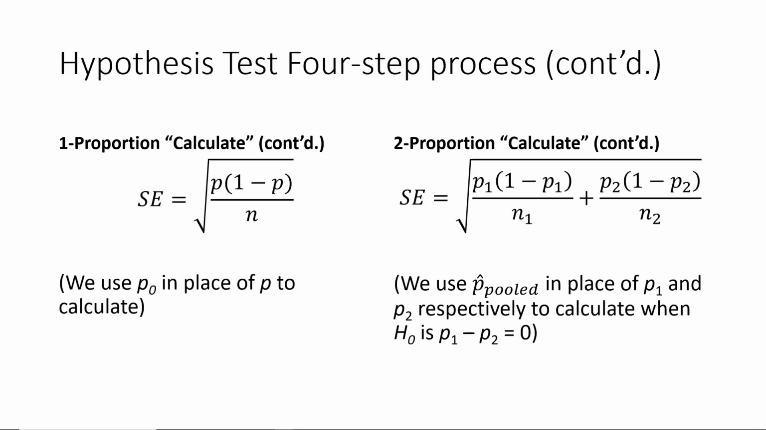I want to point out one key difference between calculations of these two standard errors. First of all, for the one proportion case, we use the null proportion value in place of the population proportion. And for the two proportion case, we use the pooled sample proportion value in place of both population proportion values, P1 and P2. And that's a big difference again.